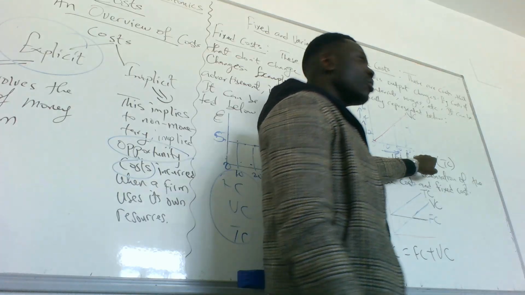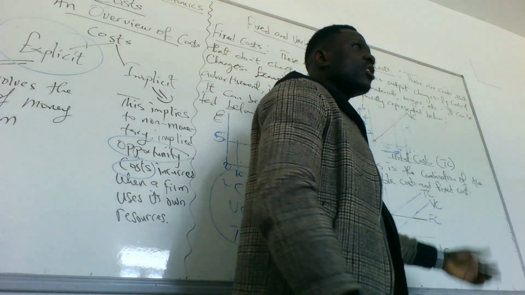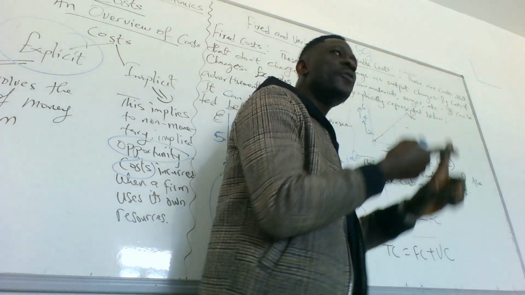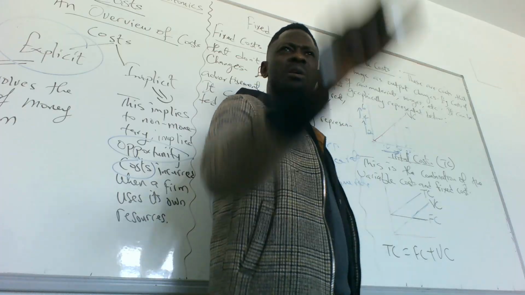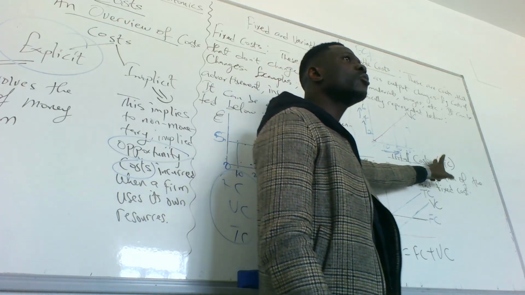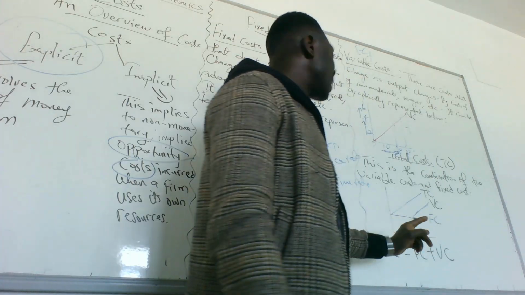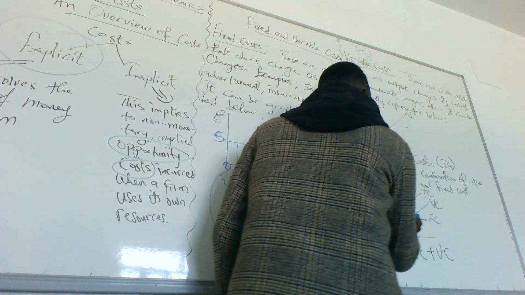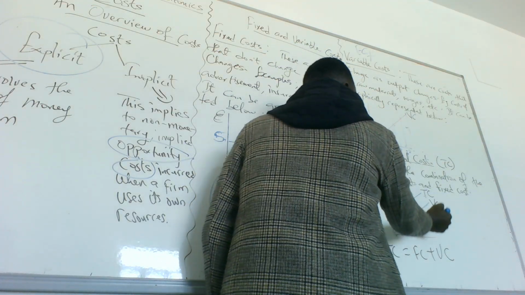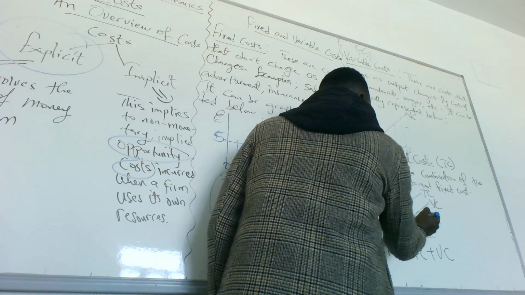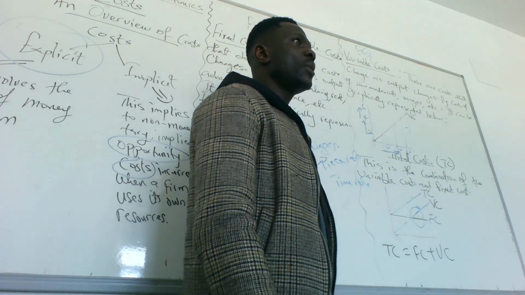And the last one is total cost. How do we get total cost? Total cost is variable cost plus fixed cost. The combination of the fixed cost and the variable cost makes the total cost. So the graphical representation is this. The combination of this and this makes TC. Do we get it?